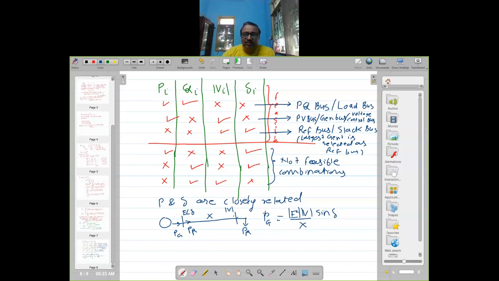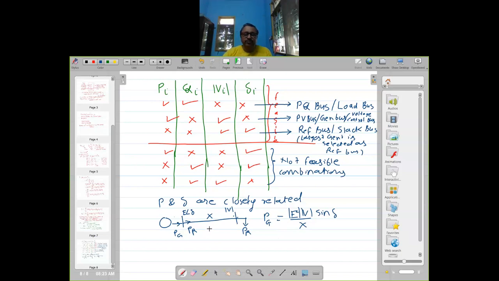So either they are not independently controllable, they are dependent on each other, or such a combination is not possible because there is no separate control mechanism that exists. For example, as I said, Q and delta. I cannot independently control delta. There is no mechanism to set delta to 20 degrees at a particular bus. So these are non-feasible combinations. Only these three are feasible combinations.